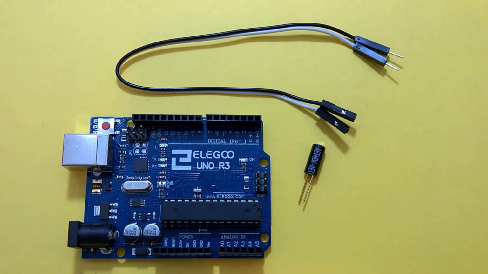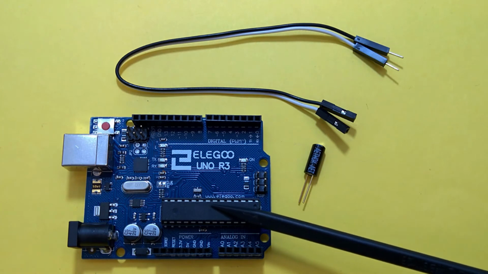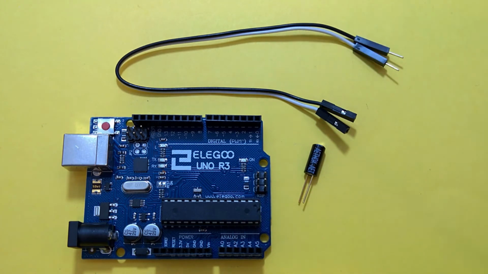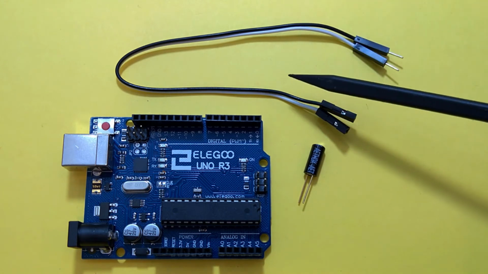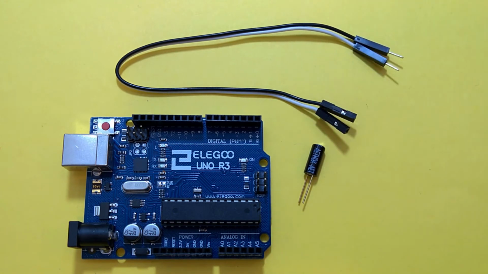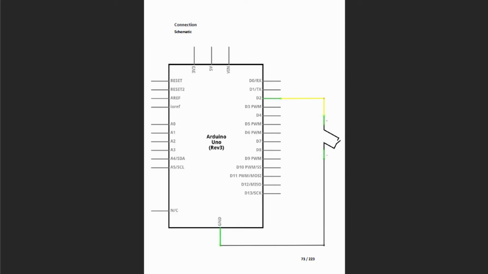For this lesson, we'll need the following items from your kit: the Elegoo Arduino UNO R3 board, the tilt ball switch, and two female to male jumper wires. That's it. On page 73, you'll see the following schematic. Super simple.